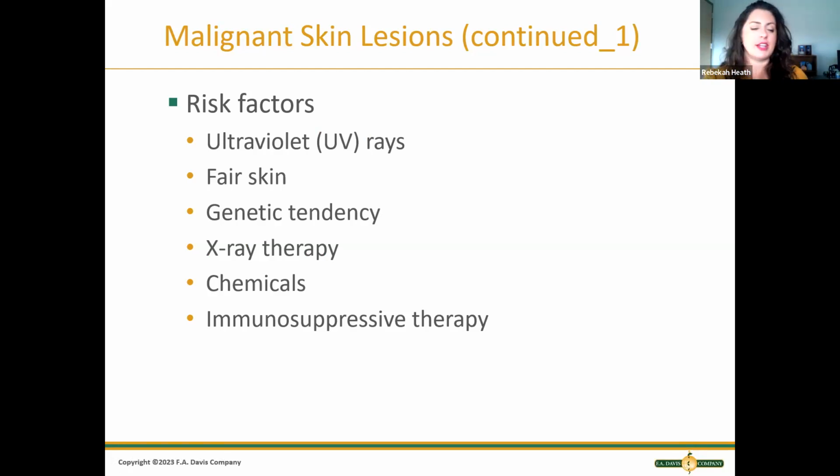Some people are more genetically predisposed to having skin cancer. Just like your family might have a lot of high blood pressure, some families might have higher incidences of skin cancer. Certain chemicals or immunosuppressants might also just make you more at risk.